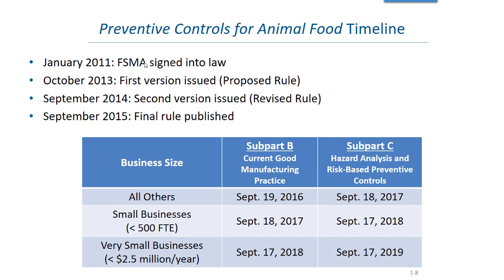So this slide gives us a little bit of a timeline of the creation of the Food Safety Modernization Act, and also some of the compliance dates for different sizes of businesses. In January 2011, FSMA was signed into law. In October 2013, we saw the first version of the law. We call this the proposed rule. In 2014, we saw the revised rule. In September 2015, we saw the final rule published.